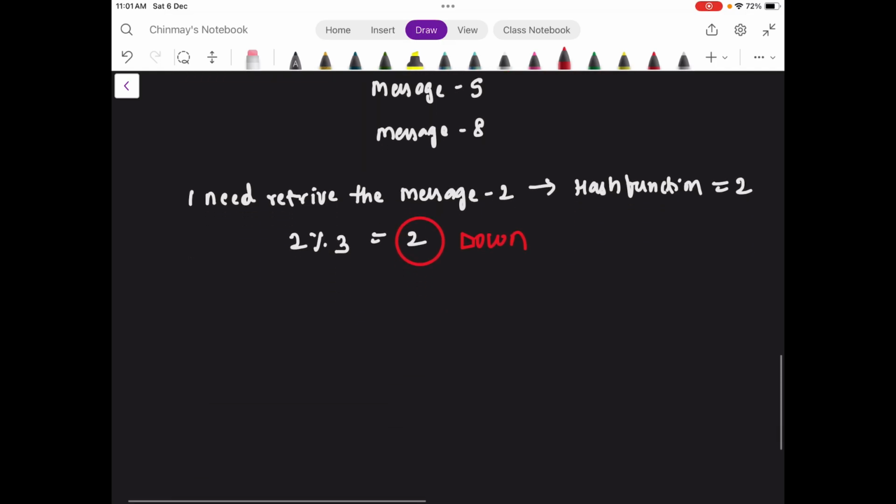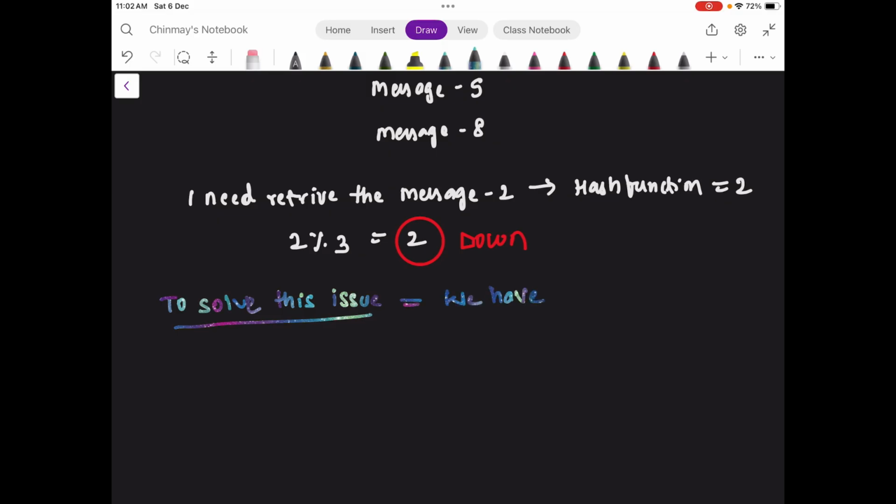To solve this issue, we have consistent hashing. Let's see what is meant by consistent hashing.